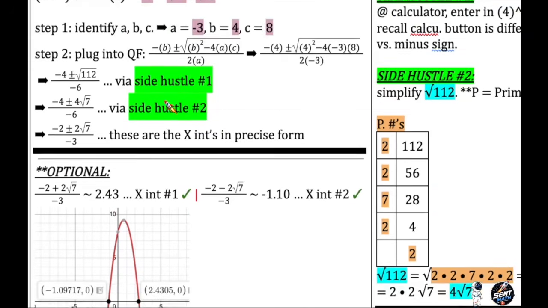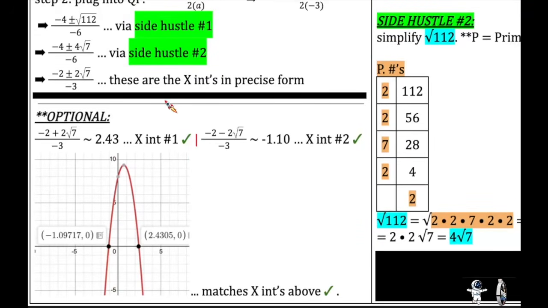Okay, after putting this in Desmos, I get this function right over here, which is what I call a frowny parabola, because it looks like a frowny face as opposed to a smiley, which opens upwards. So this opens downwards. And we can see the x-intercepts here, negative 1.09, blah, blah, blah, and 2.43, blah, blah, blah.